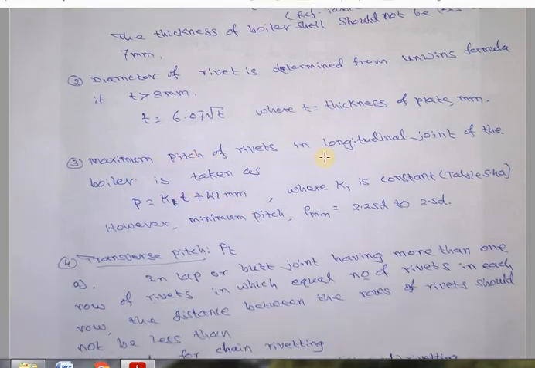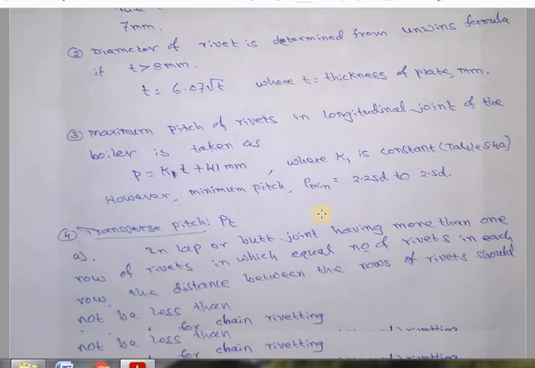Then we have the maximum pitch of the rivets in the longitudinal joint, given by the boiler equation. P = K1 t + 41 millimeter, where K1 is to be referred from Table 5.4a in the handbook. Otherwise, the minimum pitch, P minimum, is recommended as 2.25d to 2.5d. So pitch can be taken from these two equations.